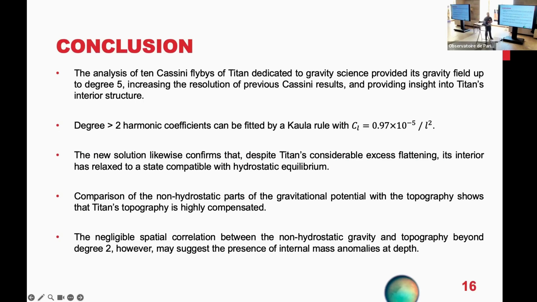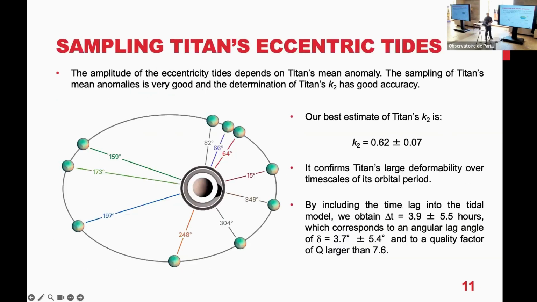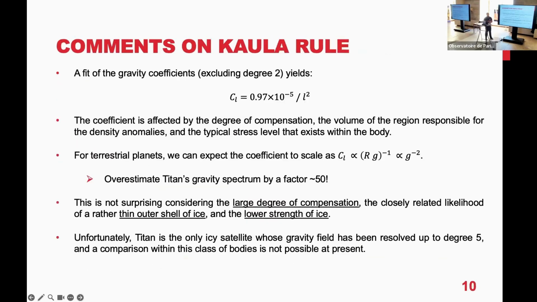My understanding is the Kaula rule is not really physics-based, but it's empirically based. Is that a fair comment? I mean, it has been criticized on a number of grounds. And so is it really fair to try to interpret the departure of Titan from the Kaula rule in terms of its physical properties? That may be giving more credence to the rule than it deserves.